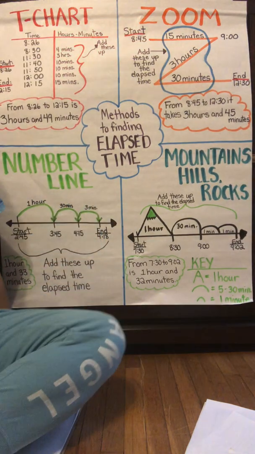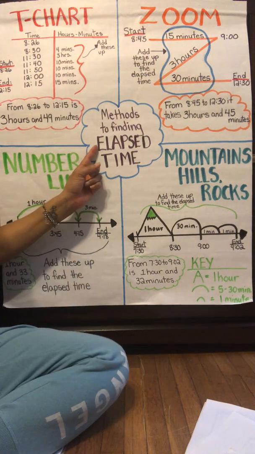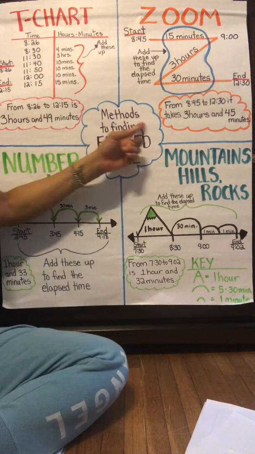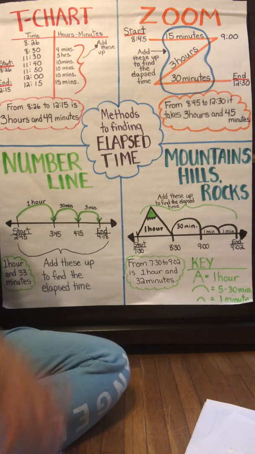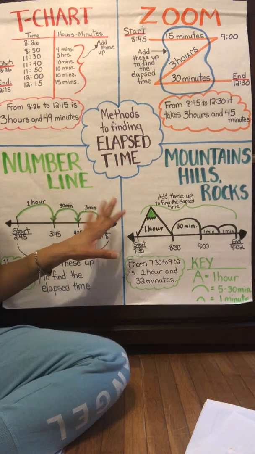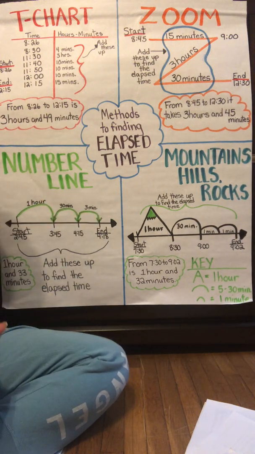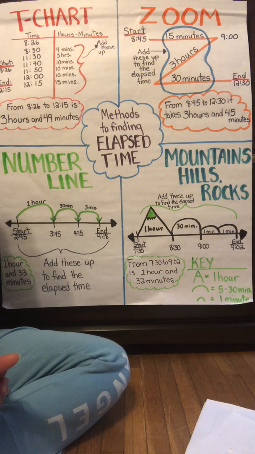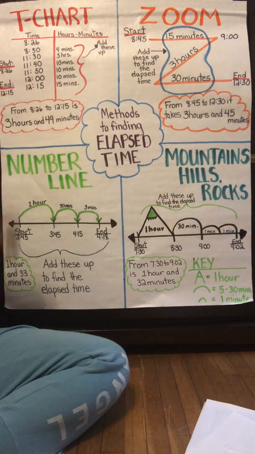I made a poster, boys and girls, that has information on it about elapsed time. In the middle of this poster, it says methods to finding elapsed time. Some of these methods we did not do, but I'm just showing them to you so that maybe you can put them in your toolbox and you can use them as a strategy to help you when you are learning elapsed time. The first one we've never done, but I want to show it to you.